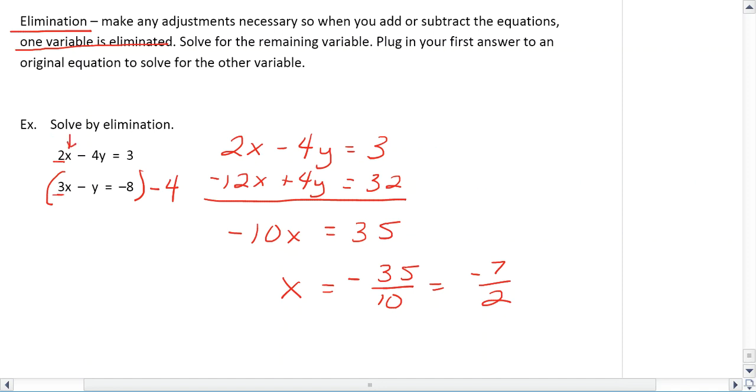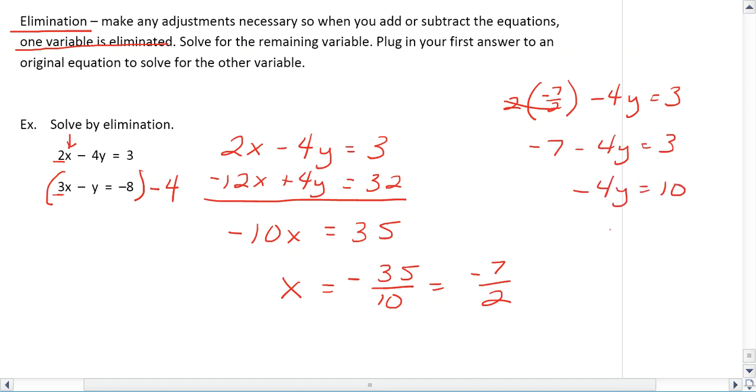I guess I'm going to put it right here because I like what I'm seeing. If I multiply 2 times this 7/2, the 2's are going to cancel, and that's kind of nice. So I'm going to plug in my negative 7/2 to that first equation and then solve for y. Negative 7/2 times 2 is just negative 7. So now I'm going to add a 7 to both sides and divide by a -4. And so the y reduces to a -5/2.